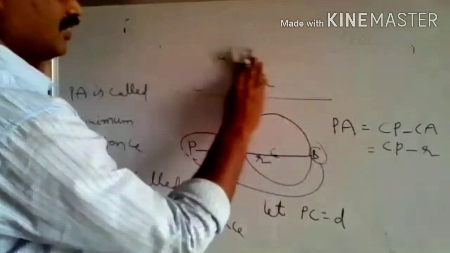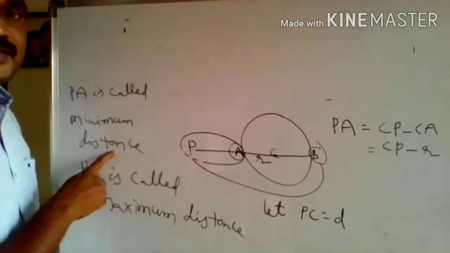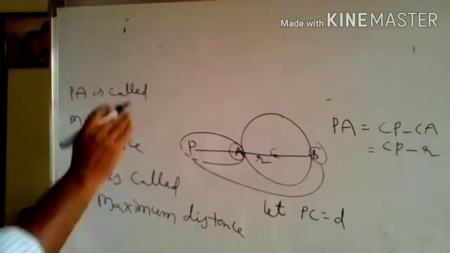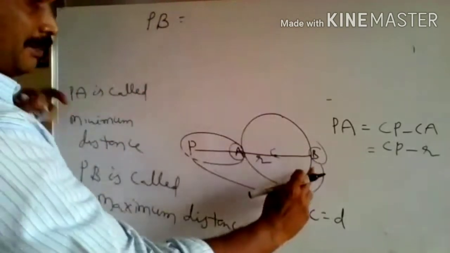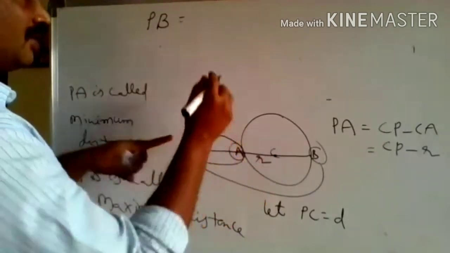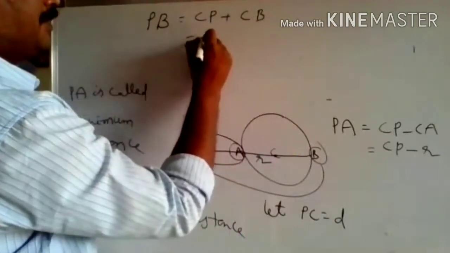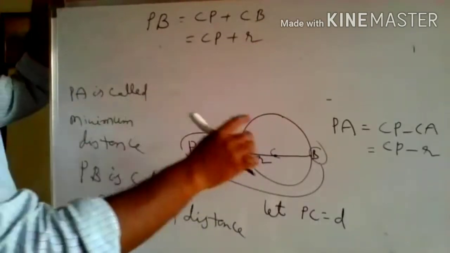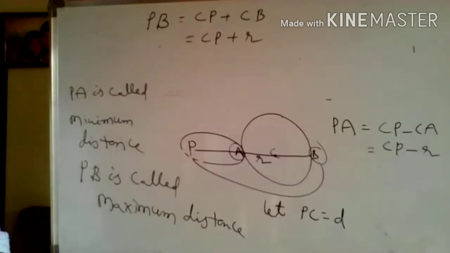Here PA is called the minimum or shortest distance, and PB is called the longest distance. The longest distance PB is equal to CP plus CB, and CB is the radius. So the longest distance is equal to CP plus R.